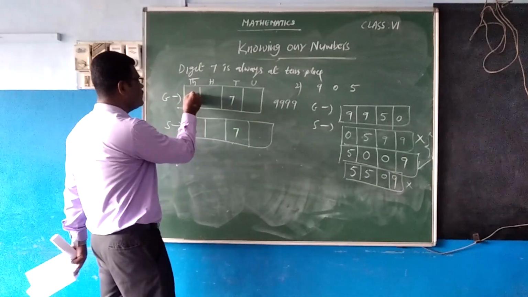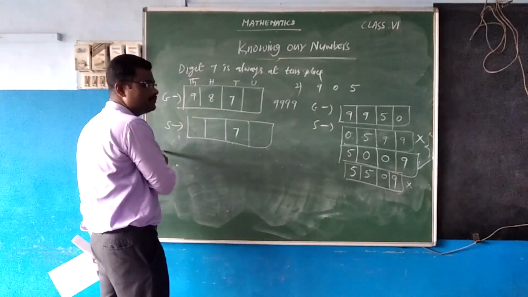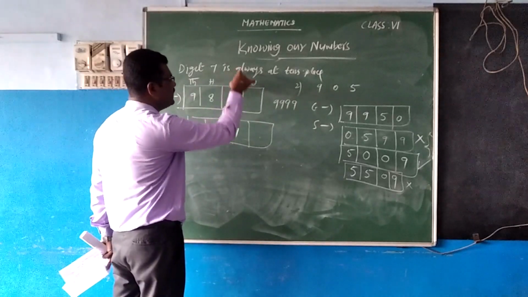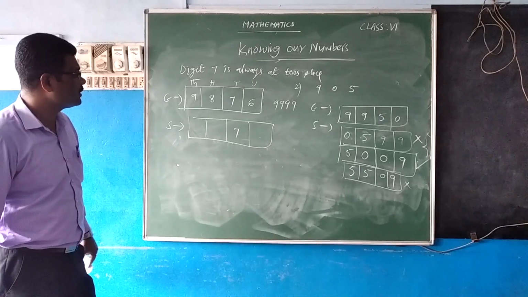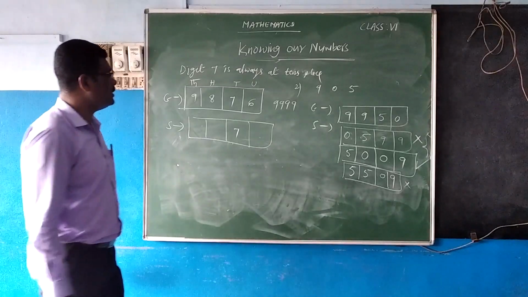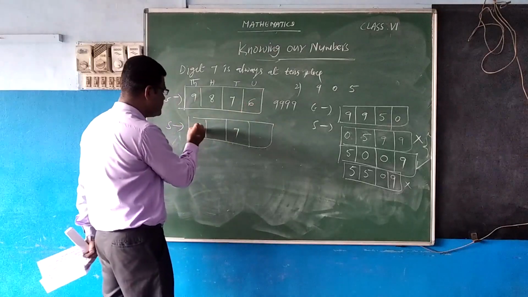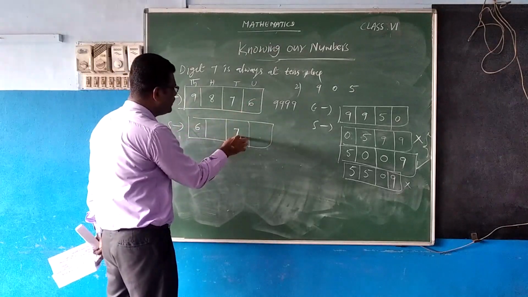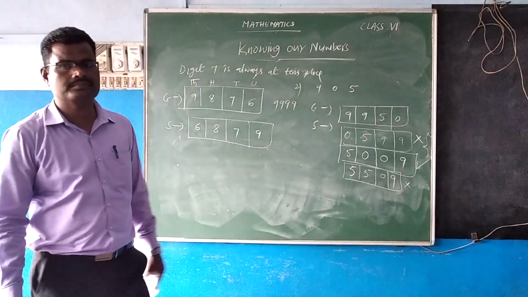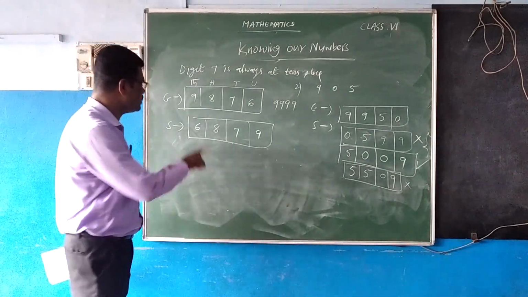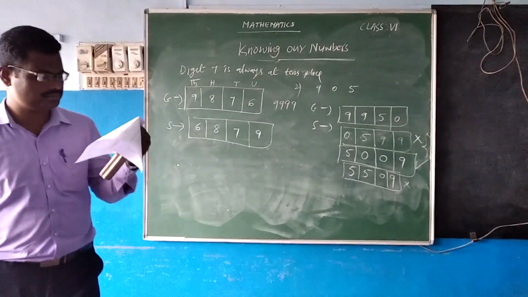So we can start with 9. Then the next highest number is 8. 7 is at the tens place. Then the next number is 6. Clear? Then what about the smallest number? In this, smallest is 6. 7 is already written. Next we need to take 8 and this is 9. Isn't it? So 6879 is the right answer.